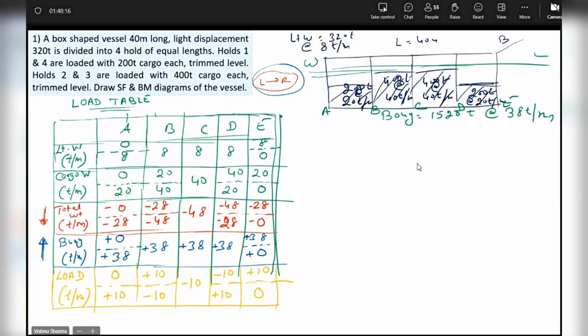Please have a good look at the load in tons per meter. Please remember in the first column, everywhere I have put the units, tons per meter, in every cell. Have a good look at it. Your load table is completed.